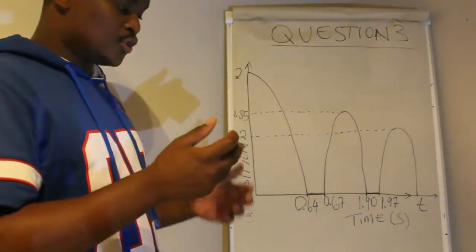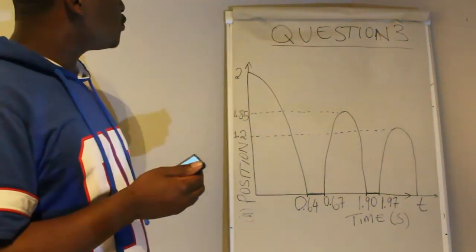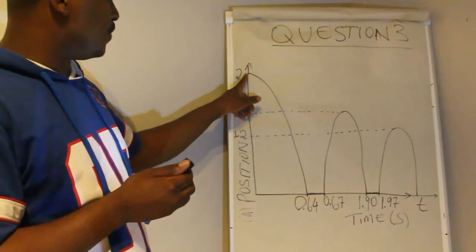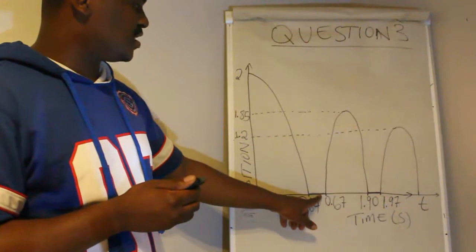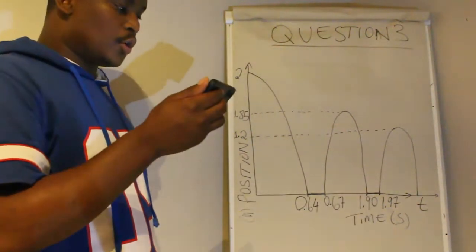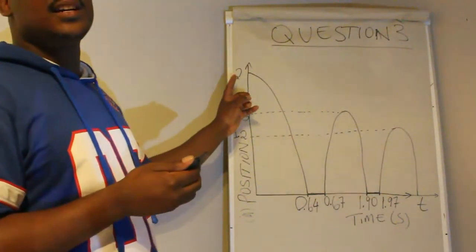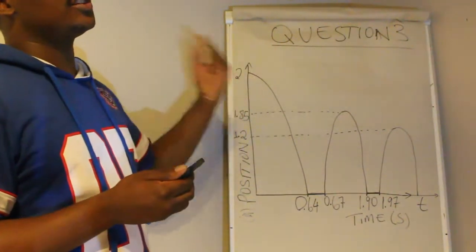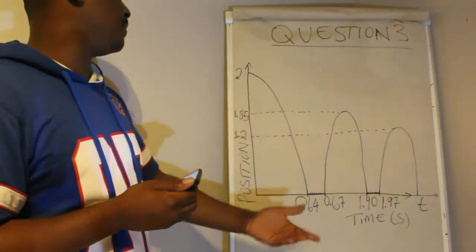So let's go. A small ball is dropped from a height of 2 meters and bounces off a few times after landing on a cement floor. Ignore the air friction. So a ball is dropped from this height of 2 meters and it bounces off the floor several times. So it bounces here and it bounces there. So this is a position time graph. It shows us the position of the ball versus time.